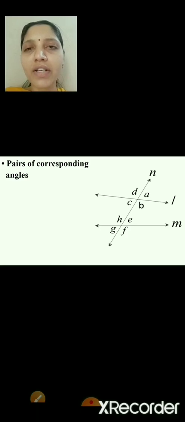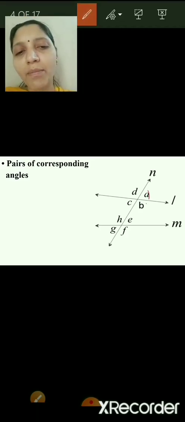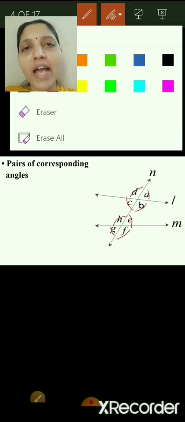And because of this transversal, how many angles are formed here? Yes, 8 angles are formed here. Let's write the names: angle A, angle B, angle C, angle D, angle E, angle F, angle G and angle H. So these are the 8 angles formed because of the transversal. Now let's divide these angles into different groups.